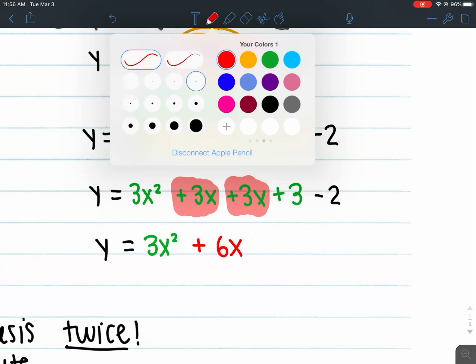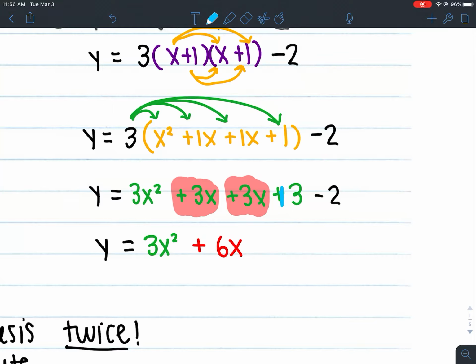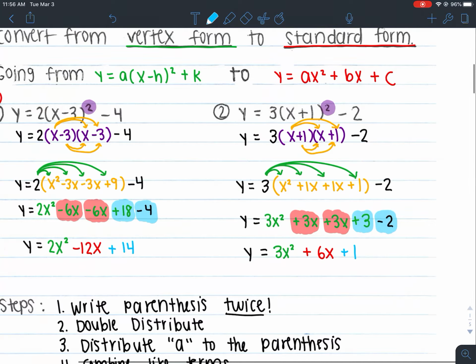6x. Okay, and then the other like term I have is positive 3 and negative 2. What's 3 minus 2? Positive 1. Is this in standard form? It is.